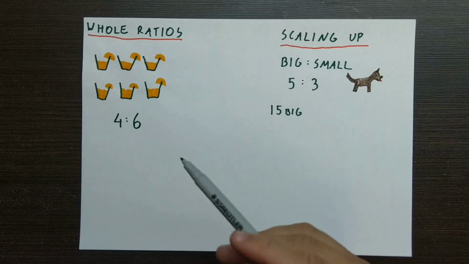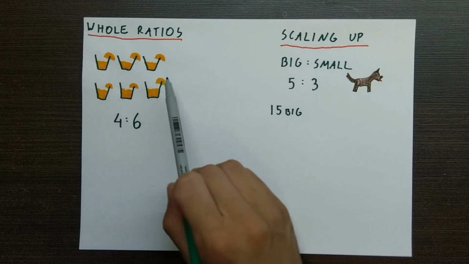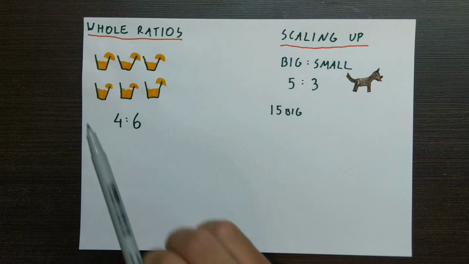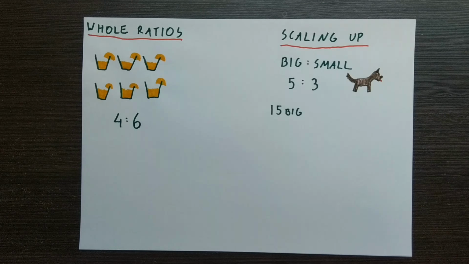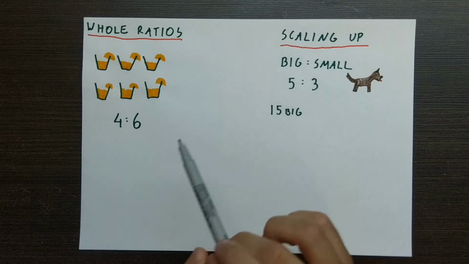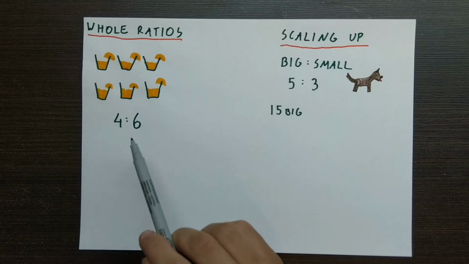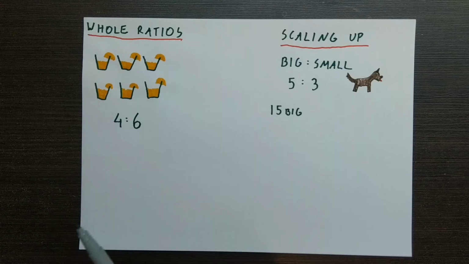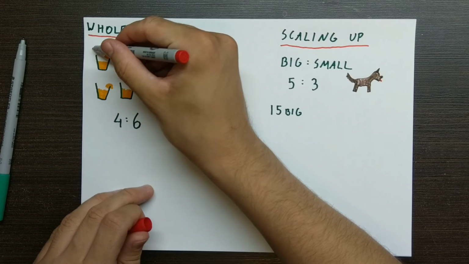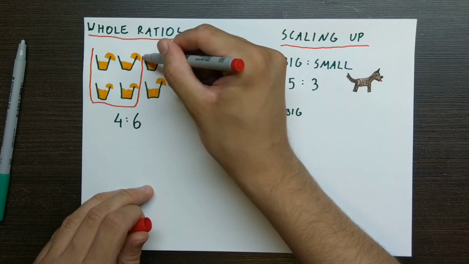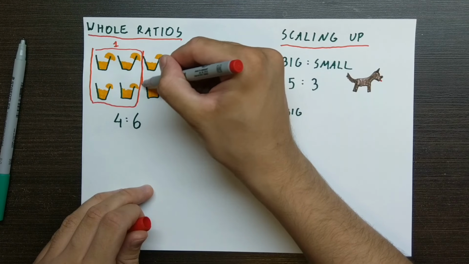So here we have, say, 2 people selling lemonades. And in total, they sold 6 lemonades, as shown in the picture. Person 1 sold lemonades in a ratio of 4 lemonades to the total of 6 lemonades sold. So what it means is that person 1 sold these 4 lemonades, whereas person 2 sold the rest.